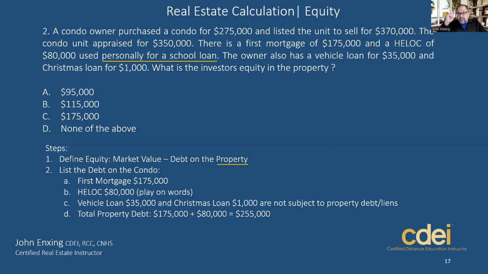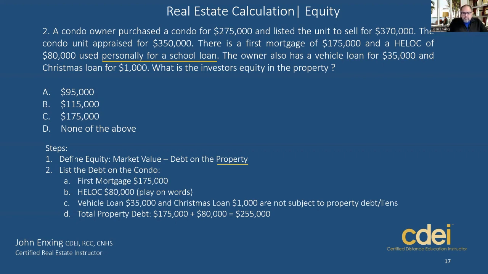He listed it to sell it for 370,000, but it appraised for 350,000. So you have a lot of numbers you can choose from. And again, they do this purposely to try to confuse you, but equity by definition is the current market value. Well, what the owner bought it for is not current market value. What the owner listed the unit to sell for is not market value. But what did it appraise for? That is considered current market value, the appraisal.